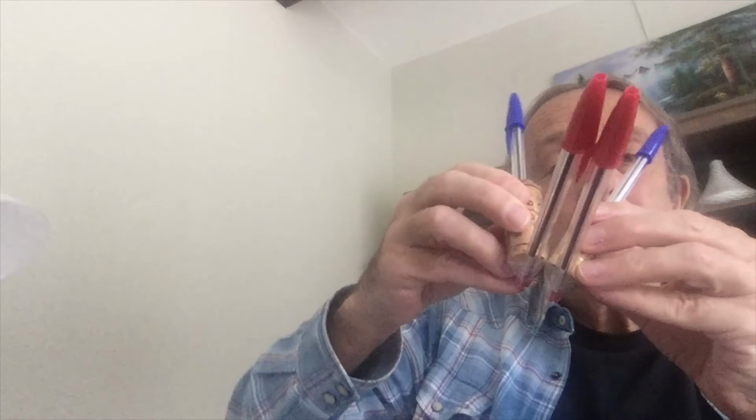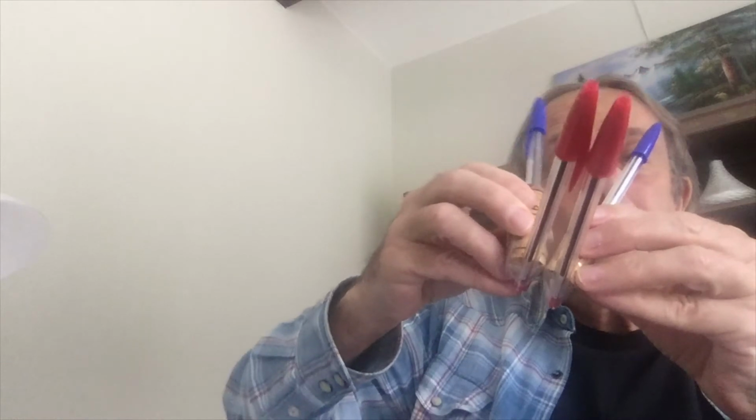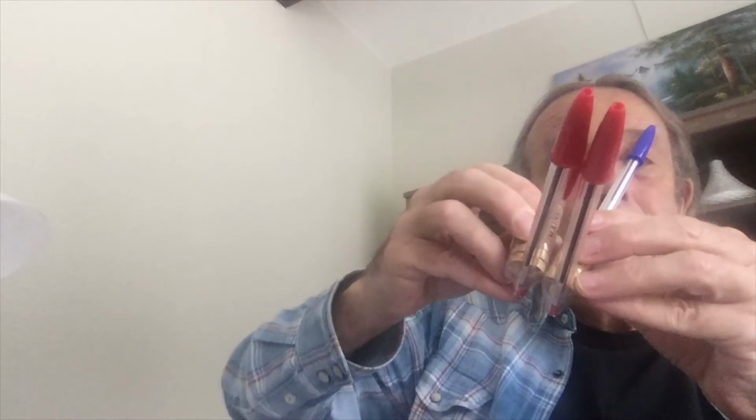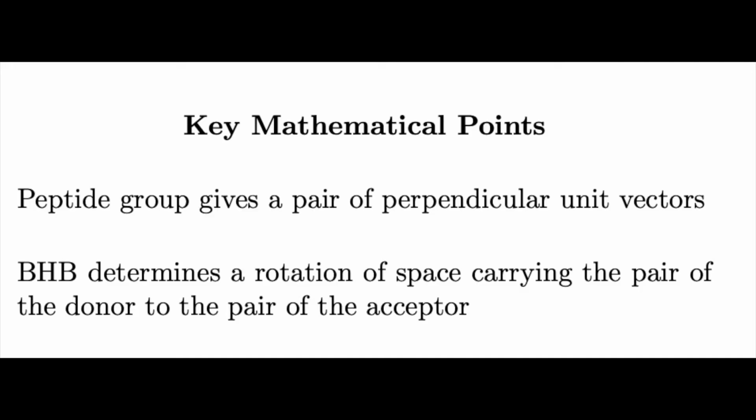So for any BHB with its pair of red-blue vectors, there's a corresponding rotation of space. And this brings us to our second main mathematical point: a backbone hydrogen bond determines a rotation of space carrying the red-blue pair of the donor to the red-blue pair of the acceptor.